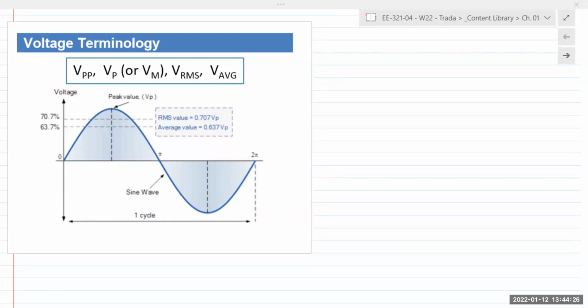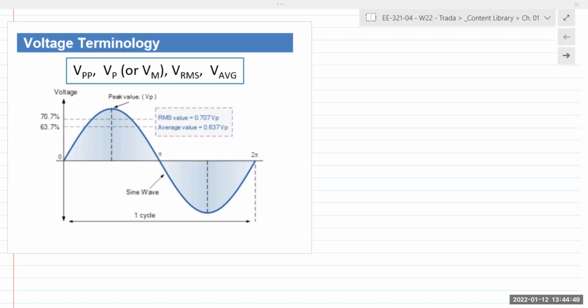RMS, because it is the root of the mean of the square of the waveform. If we take the average of a perfectly symmetrical AC waveform, the average will always be 0 because it is simply adding up all the instantaneous points in that waveform, right? So if you take the average value of an AC waveform, it will always come out to be 0.